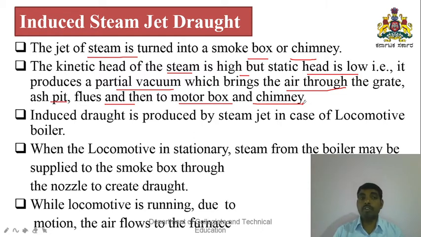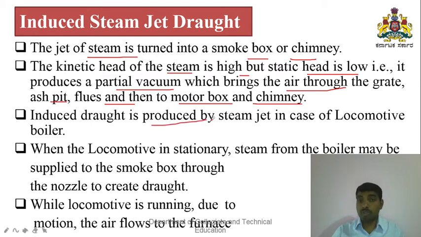For that reason it produces a partial vacuum which brings in the air. When the static head is low and the kinetic head is high, the creation of vacuum is possible. Due to the vacuum, the surrounding air flows inside the furnace or grate, ash pit, flues, then the smoke box and chimney. The air flows inside the boiler or furnace.